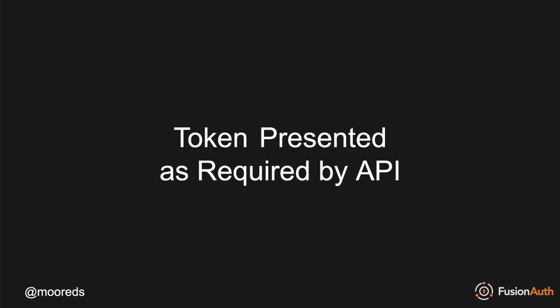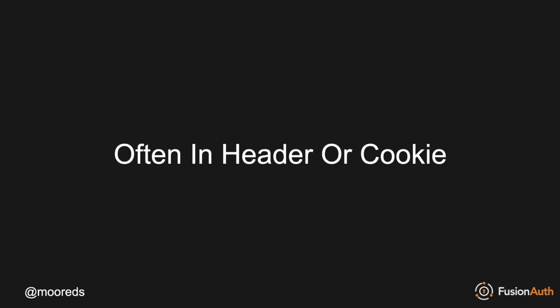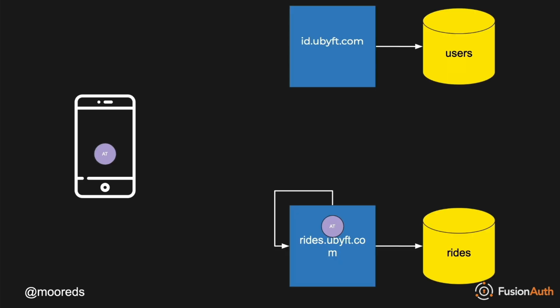So again, if you are talking about a first-party API, you can go talk to the developers, hopefully, and say, hey, where do you want this token? It's often in the header or it's in the cookie. Sometimes it's in the authorization header. It could be in its own header. Doesn't really matter to you. You just need to find out what it is.